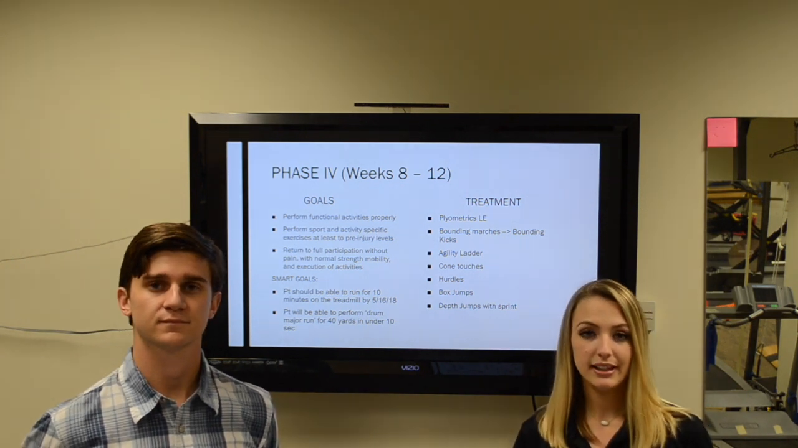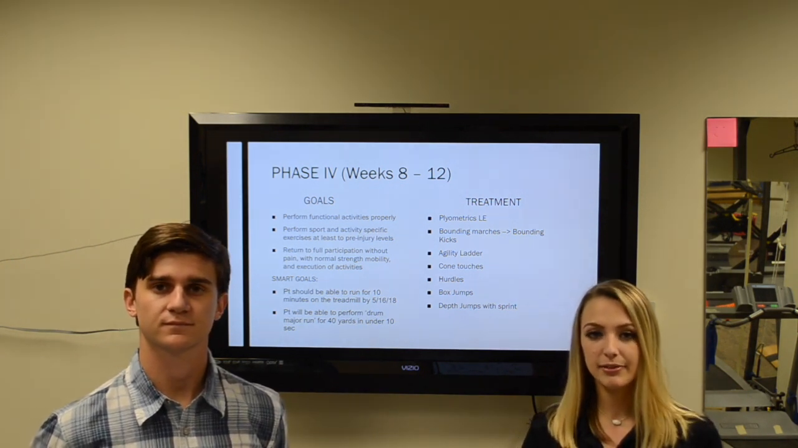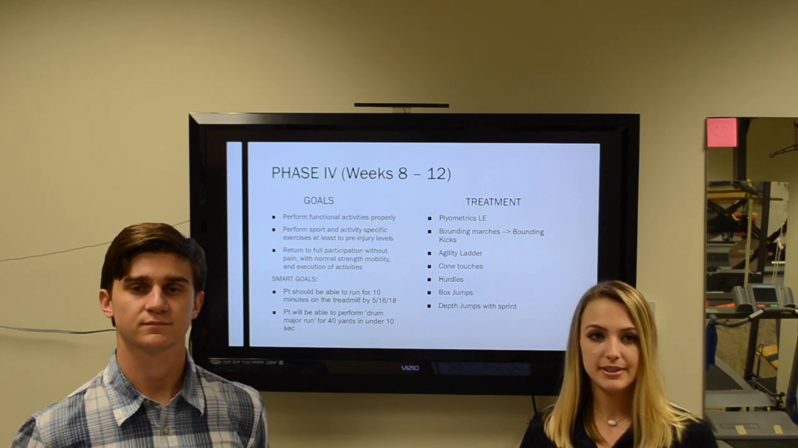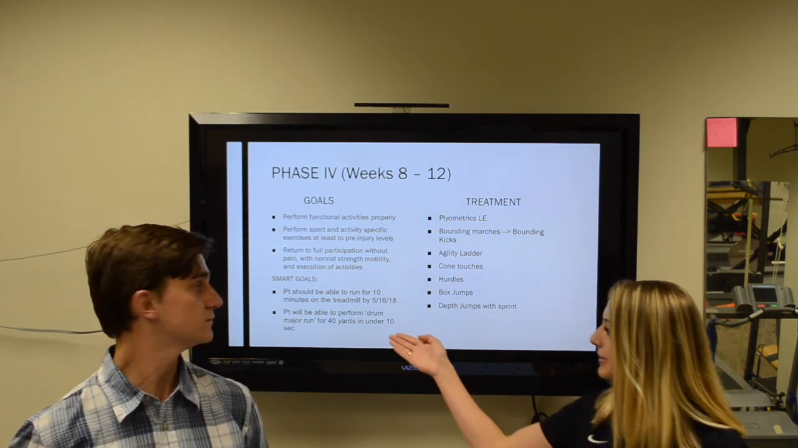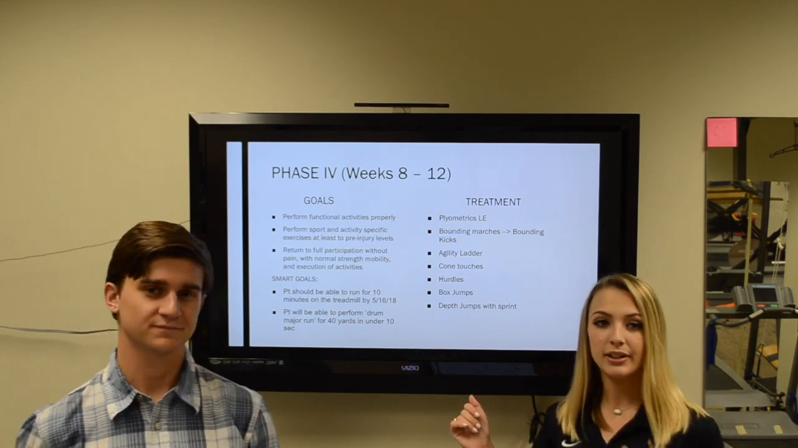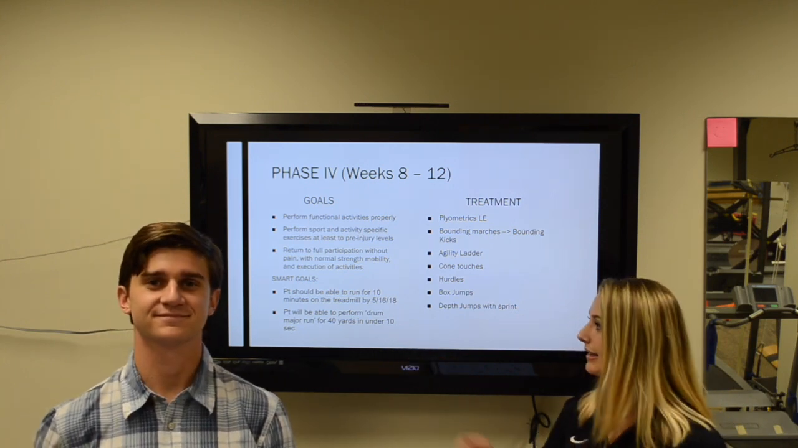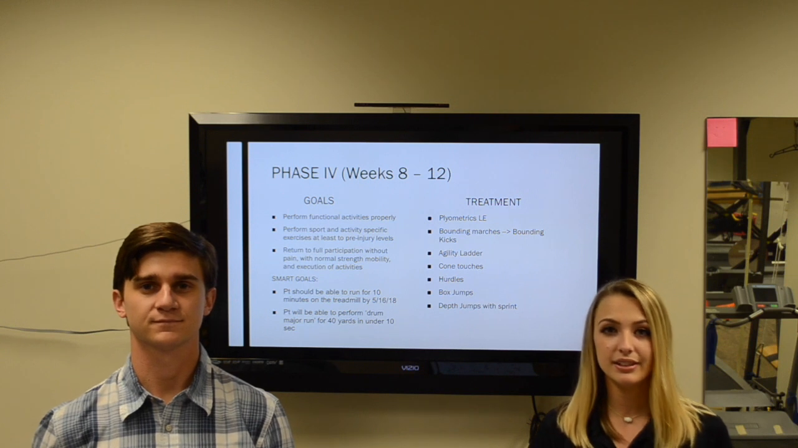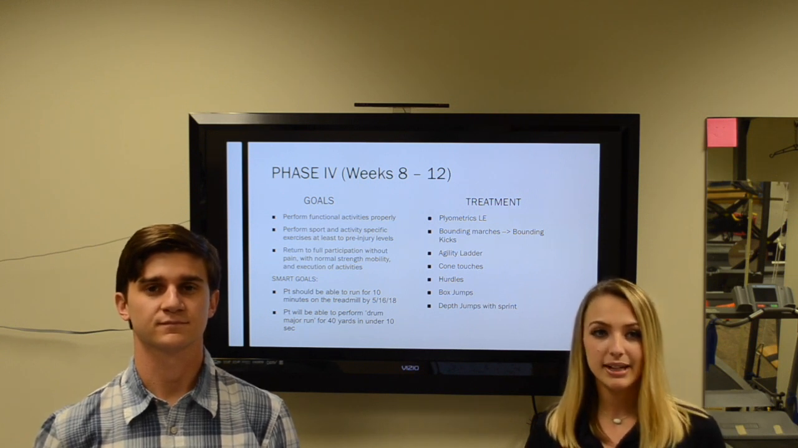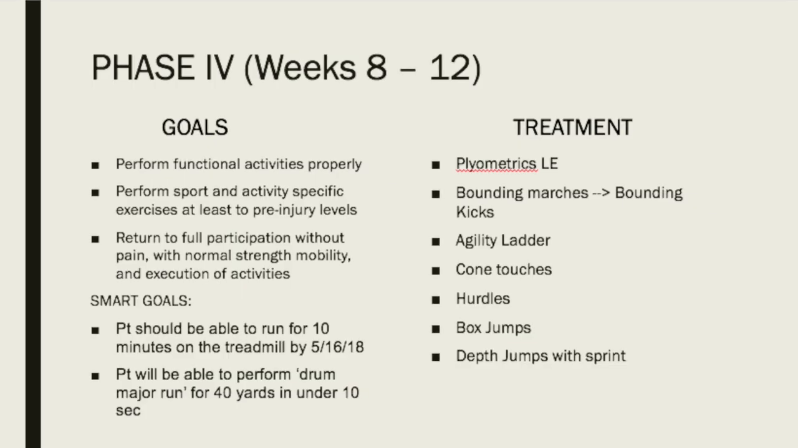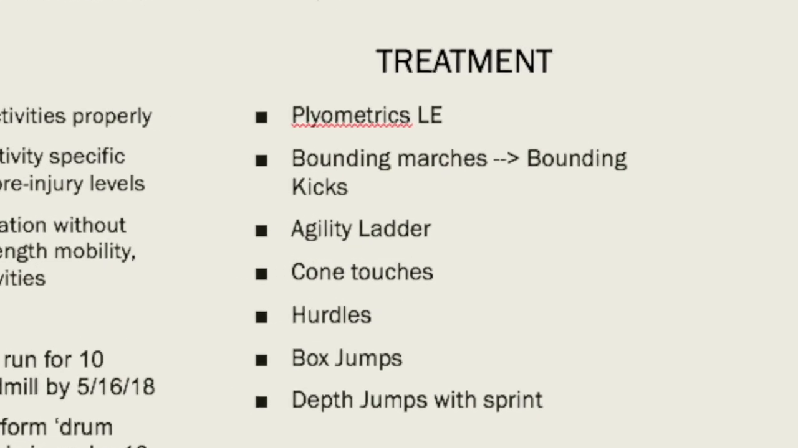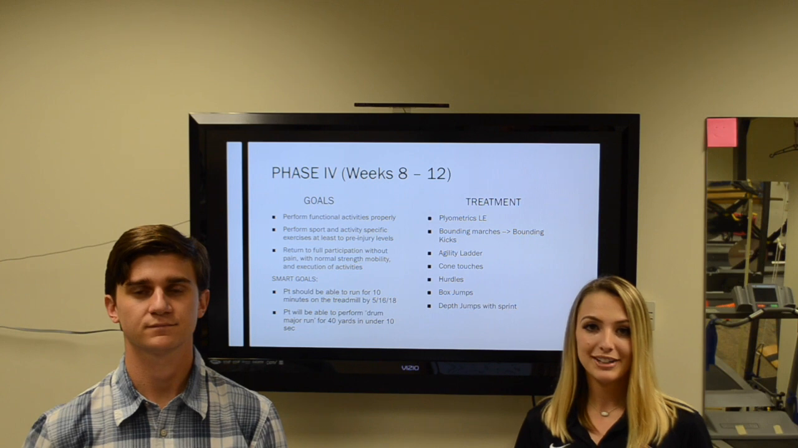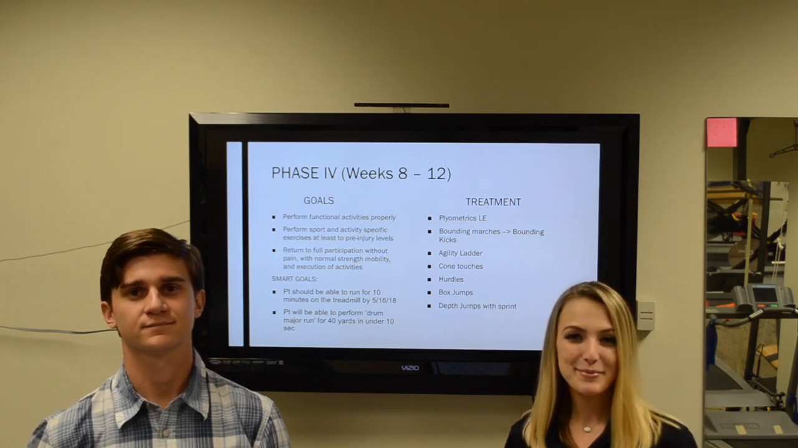Our goals are going to be that he is ready to return to play and perform functional and sport-specific activities. A SMART goal for him would be being able to perform his drum major run for 40 yards in under 10 seconds, because this is something he typically does in his routines, and he needs to be back to that speed. For our treatment, we're going to focus on plyometrics of the lower extremity, and then he'll be ready to go back to his pre-injury status.